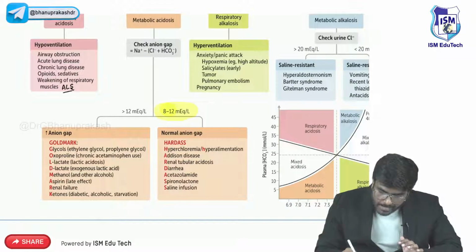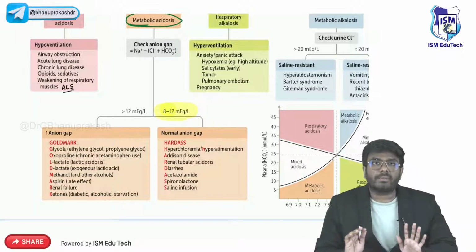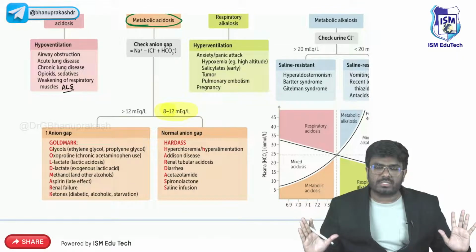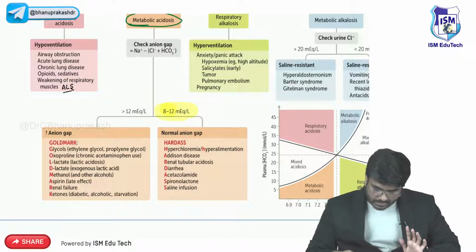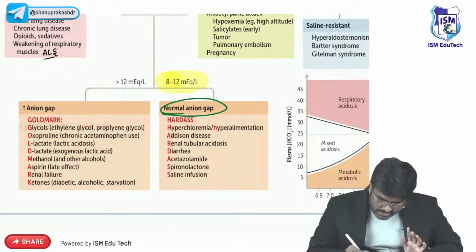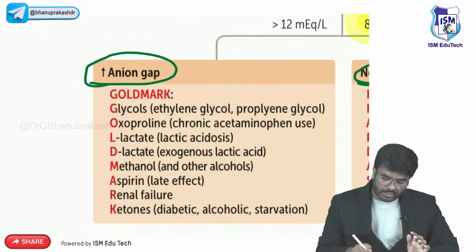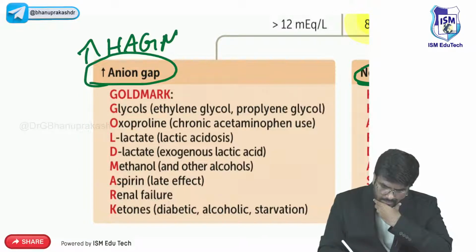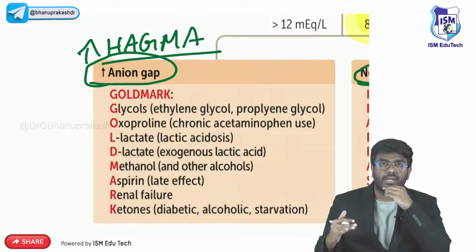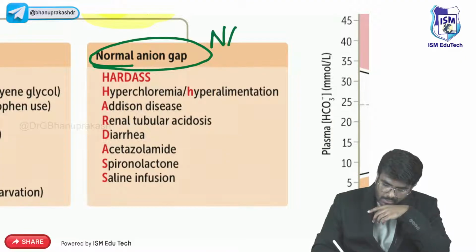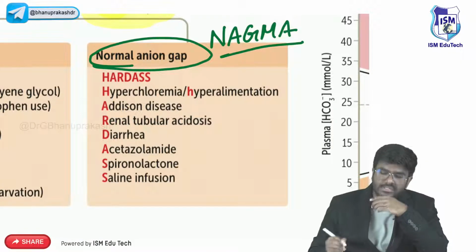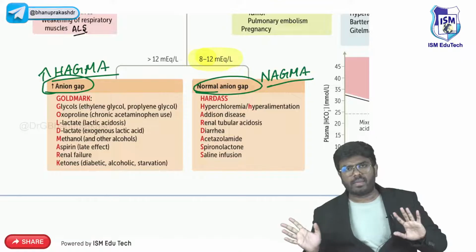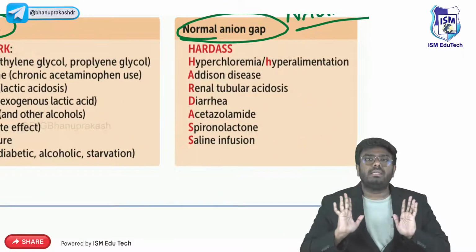Look here: metabolic acidosis, the acidosis in our body, is actually divided into two types. Okay, acidosis, not alkalosis. Metabolic acidosis is divided into two types: normal anion gap acidosis and high anion gap acidosis. High anion gap, increased means high. So this is high anion gap metabolic acidosis, and this is normal anion gap metabolic acidosis. So metabolic acidosis is of two types: normal anion gap and high anion gap. HAGMA, NAGMA. Here I am not going into detail.